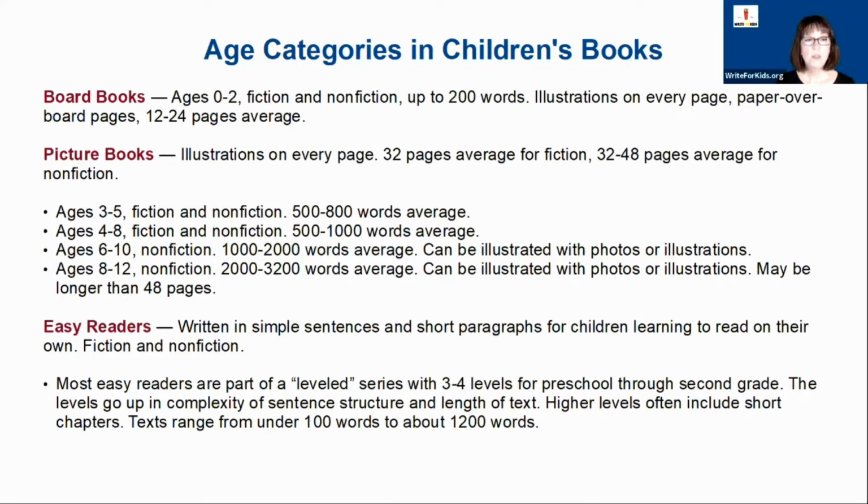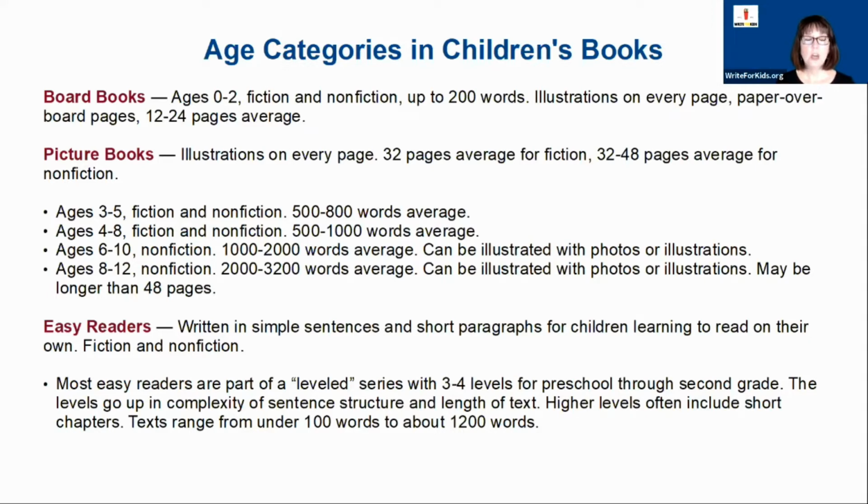And then we have easy readers, which are books written for kids who are actually starting to read on their own. So they're going to look more like a novel. They're going to be smaller in trim size. They're going to go portrait orientation instead of landscape orientation, which is what picture books are. So they look a little more grown up, but they're written in very simple sentences and short paragraphs.